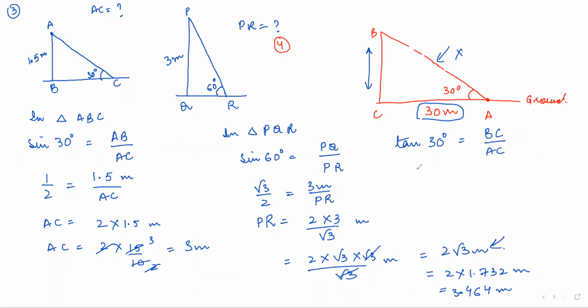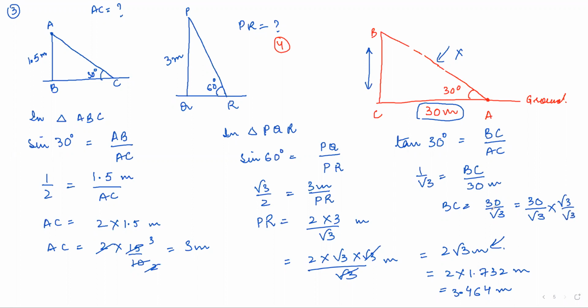So 1 upon under root 3 is BC upon 30 meter. So BC will become 30 divided by under root 3. You can rationalize it. That is 30 upon under root 3, into under root 3 into under root 3.